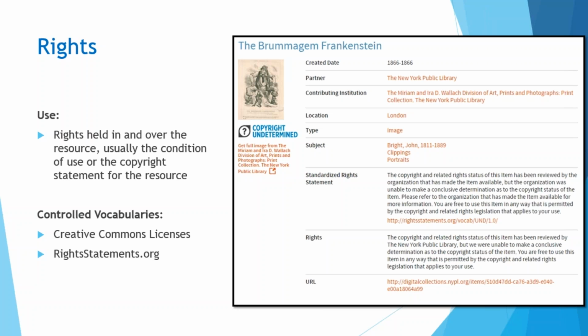So in this example, coming from the New York Public Library, we see that there is both a free text rights statement as well as the standardized rights statement. Underneath the thumbnail we see the type of copyright that the resource has, and that is getting pulled from the URI in the standardized rights statement field.